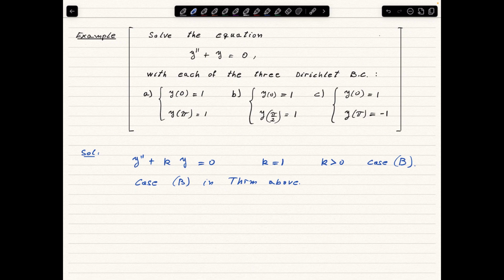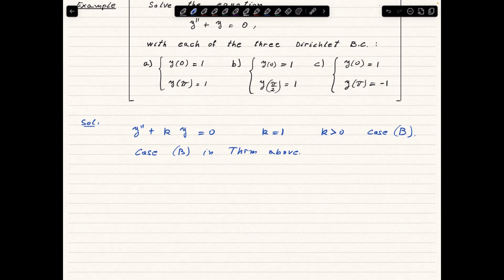So let's solve the problem now. Like we did in the theorem, we have this equation y double prime plus y equals 0. We look for solutions y of x of the form exponential rx. That is going to give me an equation for r, which is going to be very simple: r squared plus 1 equals 0. So from here we get that r squared is negative 1, and of course r has to be plus or minus i. Okay, complex.